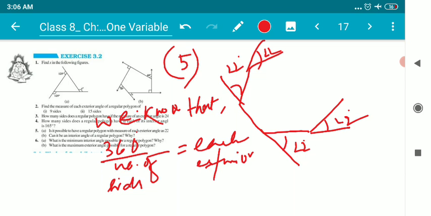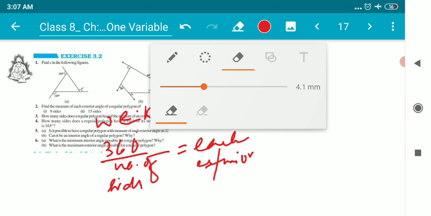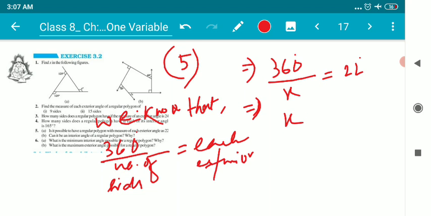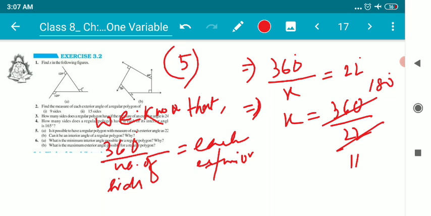Okay, children? So simply if we solve it, let me erase this part a bit because I'm suffering with little space out here. So 360 by number of sides, which we don't know, let it be x, and the measure of each exterior is 22 degree. So if we cross multiply and solve according to the linear equations concept, x will be 360 by 22. Children, 11 2s are 22, 18 2s are 36. Look very nicely over here. The value of x I'm getting is 180 by 11.